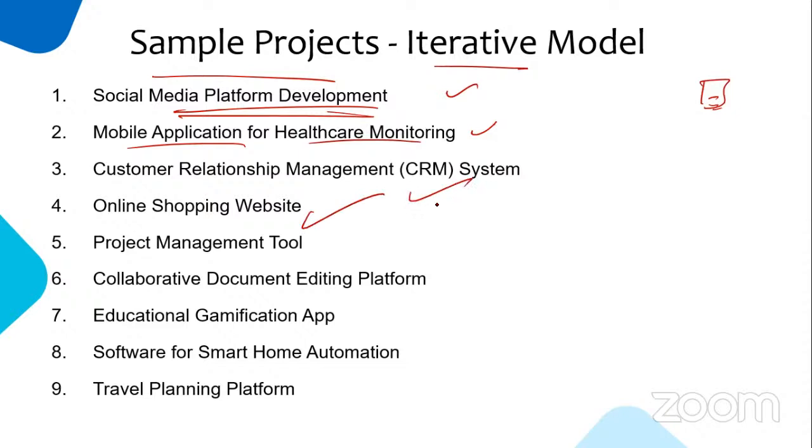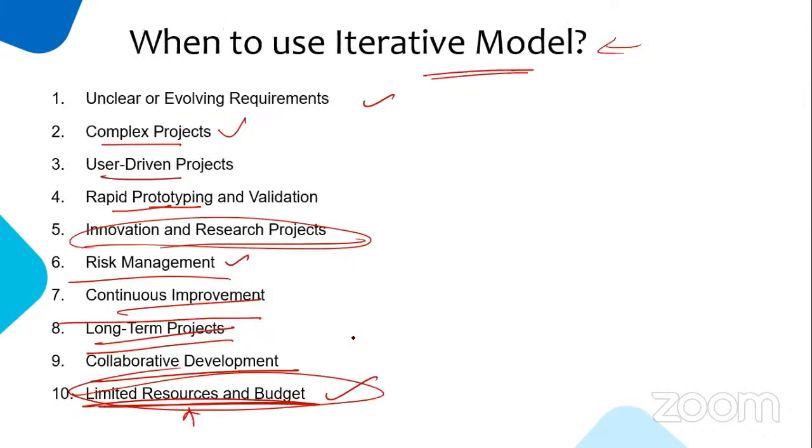Online shopping, CRM, project management tool, and educational apps, travel planning, software for home, smart home IoT applications. So wherever so much of customers are involved, their feedback is involved, then we have to go for the iterative model. So that's the second one.